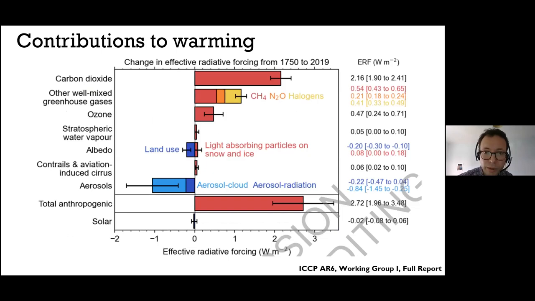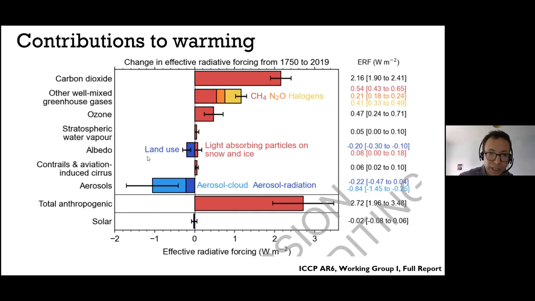So here we have the different effective radiative forcings for different forcers. So there's the gases, there's aerosols, and there's, for instance, contrails and aviation-induced cirrus. What I'm going to talk about is the aerosol cloud effect and the aerosol radiation effect. Aerosol radiation means that the radiation coming from the Earth's surface or coming from the top of the atmosphere is interacting directly with the aerosols. Aerosol cloud interactions means that the aerosols affect the clouds, and then those clouds interact with the radiation. And I'm going to talk about this on the next slides.